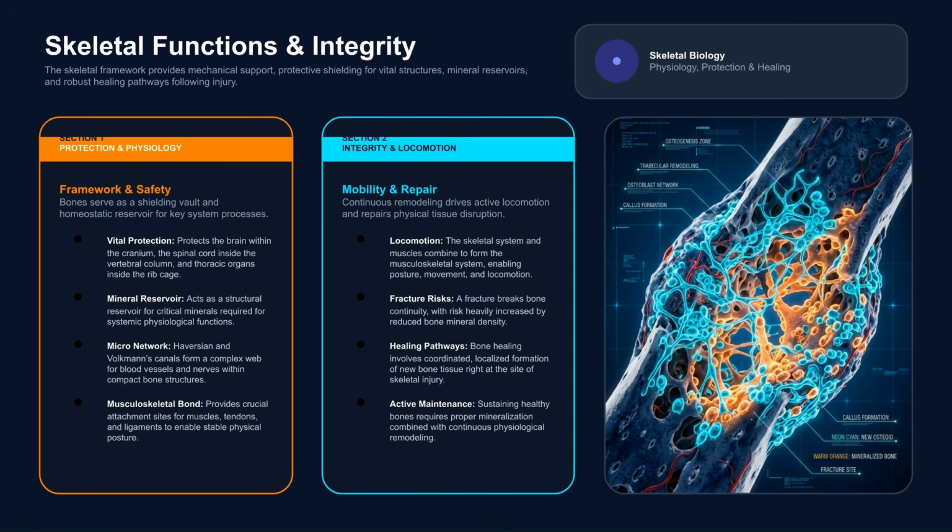The mineralized matrix makes bone stronger than most other connective tissues. The organic component of bone provides flexibility, while inorganic salts provide hardness. The combination of collagen and mineral salts gives bone both strength and resilience. The arrangement of compact and spongy bone varies according to the function and location of the bone.